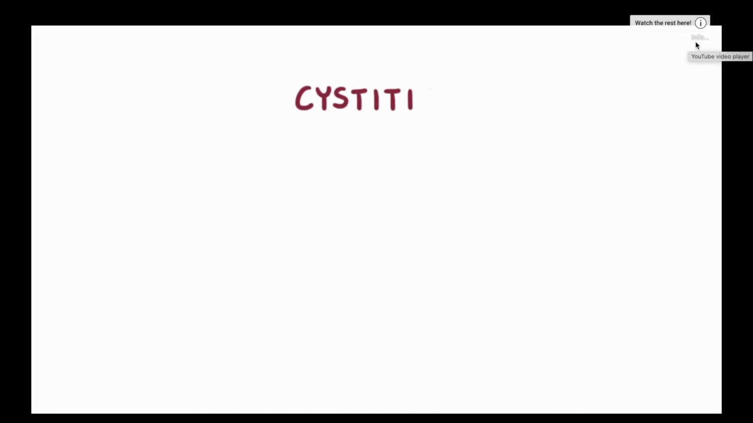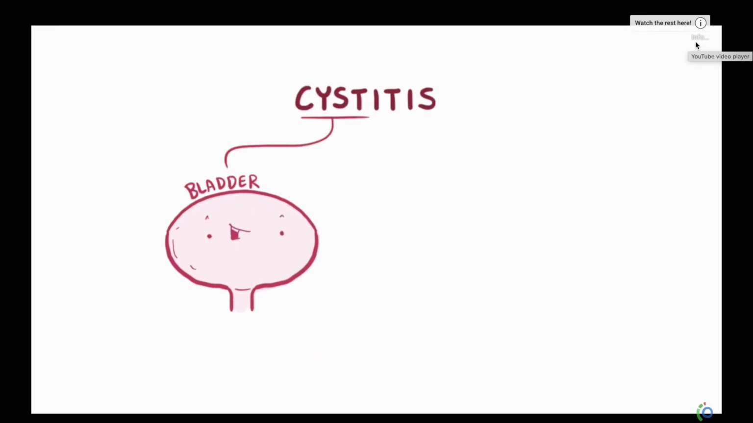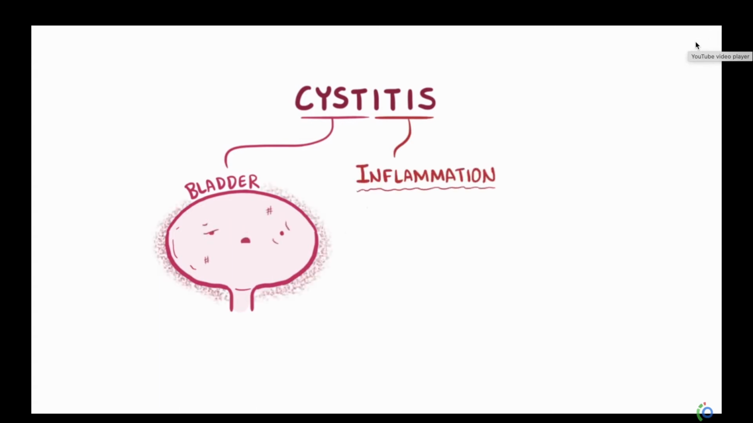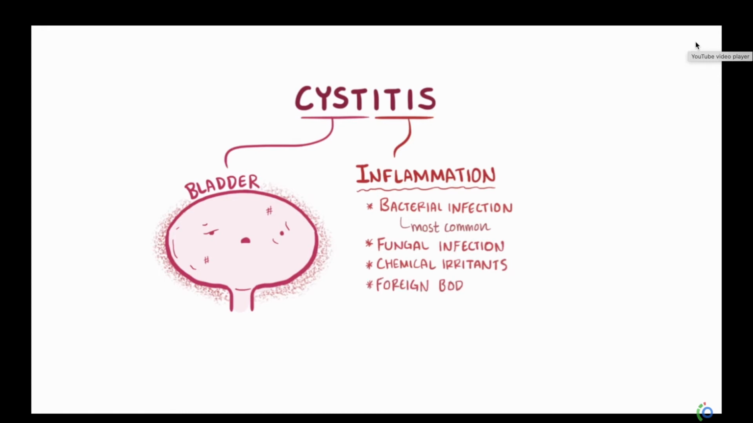With cystitis, cyst refers to the bladder, and itis refers to inflammation. Therefore, cystitis describes an inflamed bladder, which is usually the result of a bacterial infection, but also can result from fungal infections, chemical irritants, foreign bodies like kidney stones, as well as trauma.